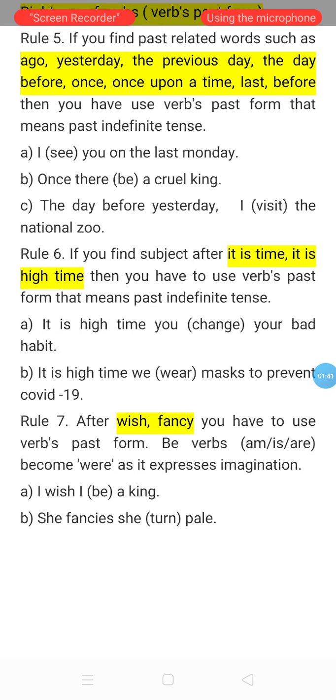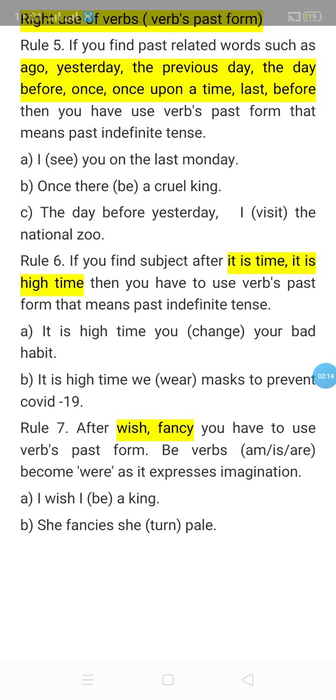Rule 6. If you find a subject after it is time, it is high time, then you have to use verb's past form, that means past indefinite tense. Example: It is time you change your bad habit. You notice you have a subject after it is time, so you have to turn it into past indefinite tense, so you have to write the past form of change. And what's the past form of change? Changed is the answer here.